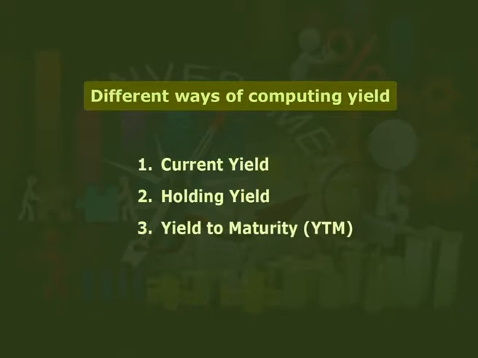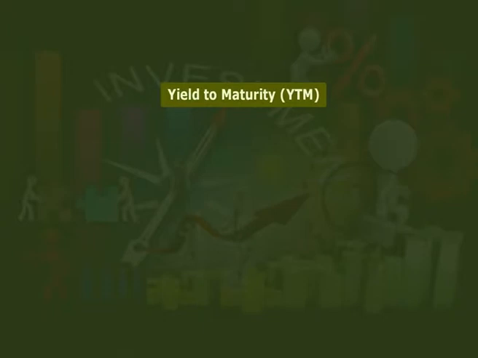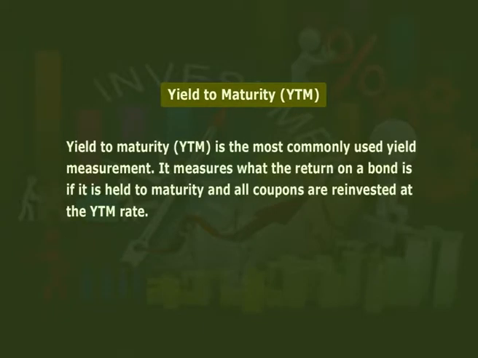Thirdly, yield to maturity, YTM. As mentioned earlier, yield to maturity is the most commonly used yield measurement. It measures what the return on the bond is if it is held till maturity and all coupons are reinvested at the YTM rate. Because it is unlikely that the coupons will be reinvested at the same rate, an investor's actual return will differ slightly.